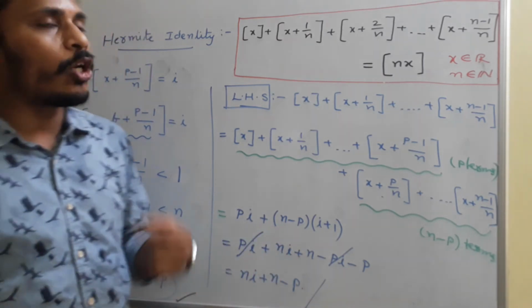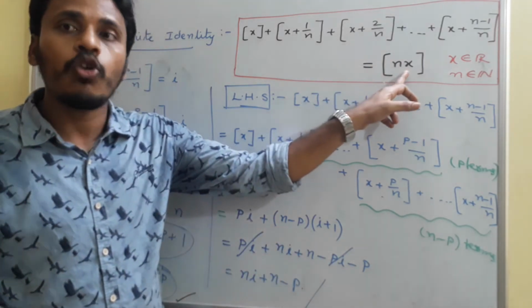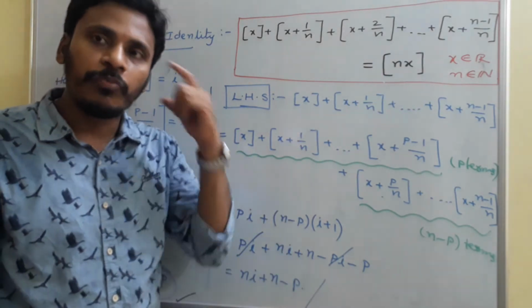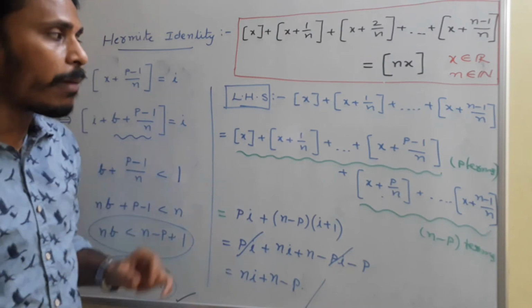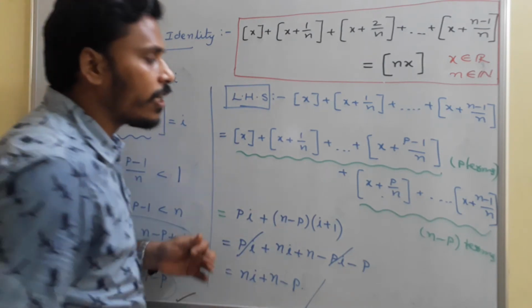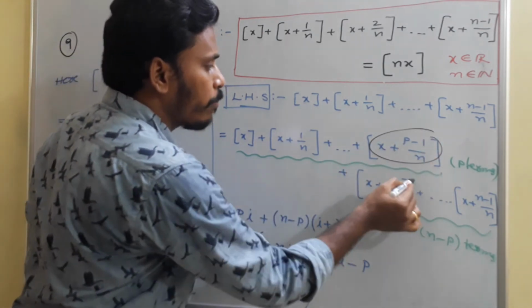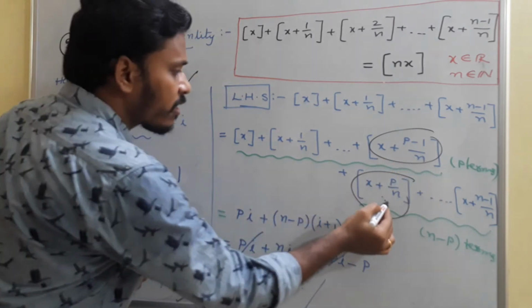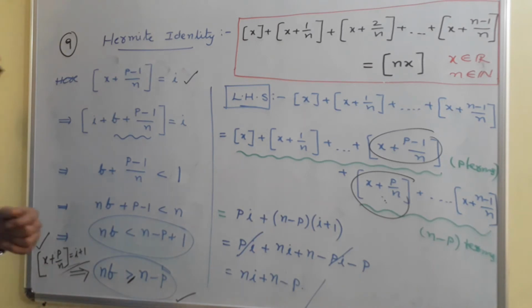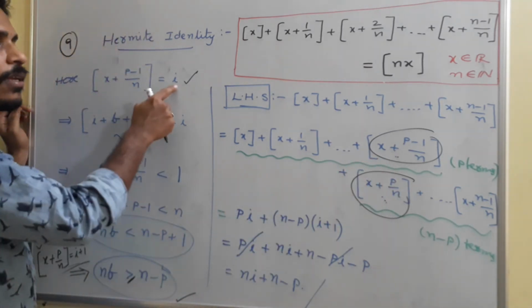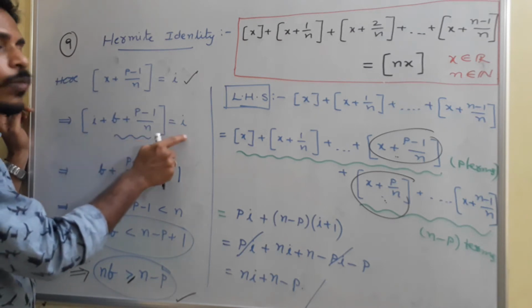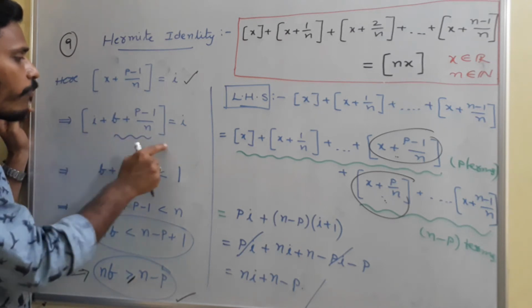And now I need to find this right side value also as ni plus n minus p. So to find it I am thinking something. In my thoughts, just think that these two are the extreme positions. Its step value is i, whereas its step value is i plus 1. So its step value is i, in the sense x is i plus f plus p minus 1 is i. So its step value is i.